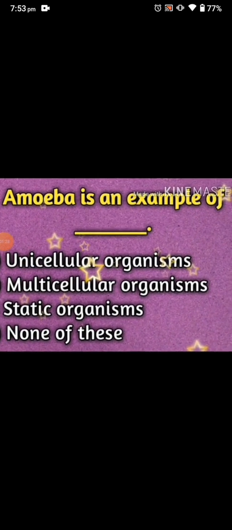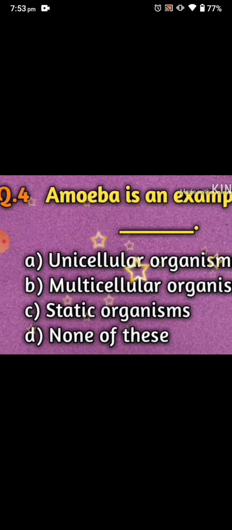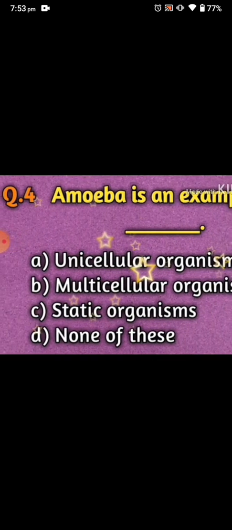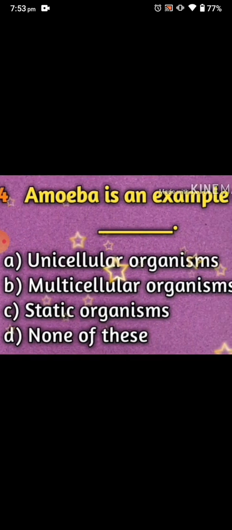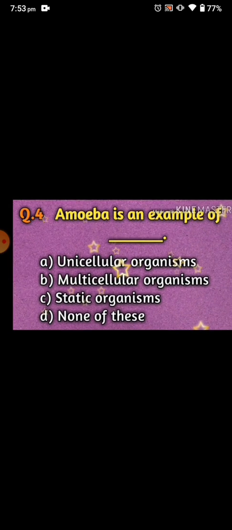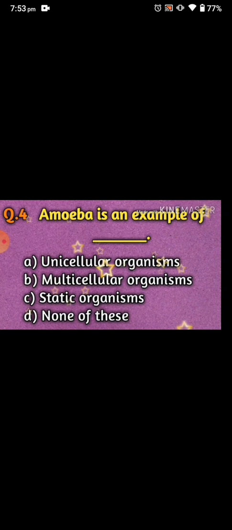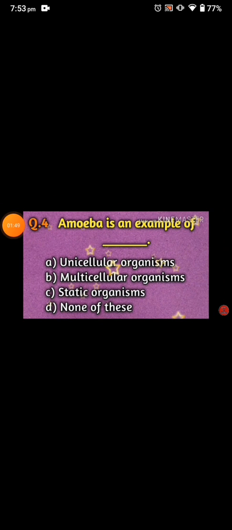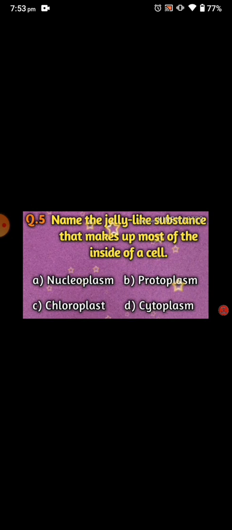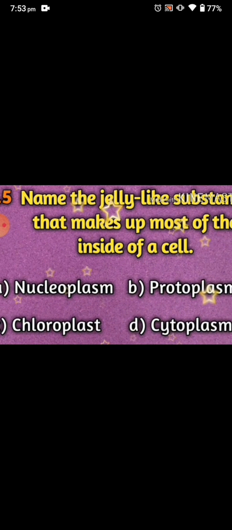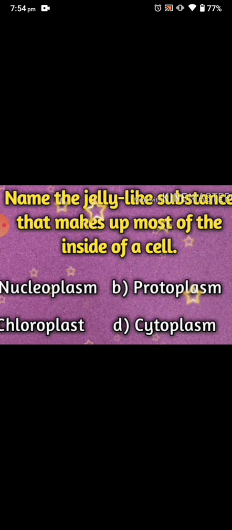Amoeba is an example of a unicellular organism, multicellular organism, static organism, or none of these. I think this is a very easy and also important question. Amoeba has no definite shape. It has only one cell. One cell means we call them unicellular. Please remember this. Unicellular means one cell. Multicellular means many cells.